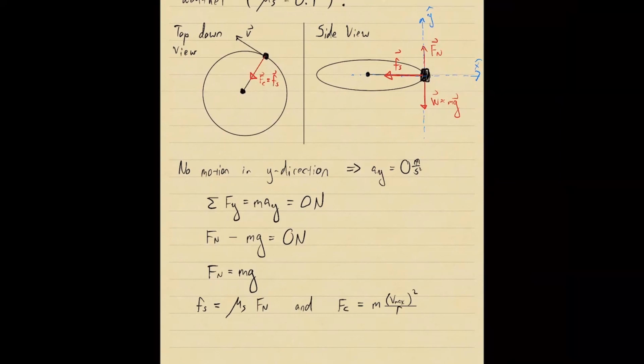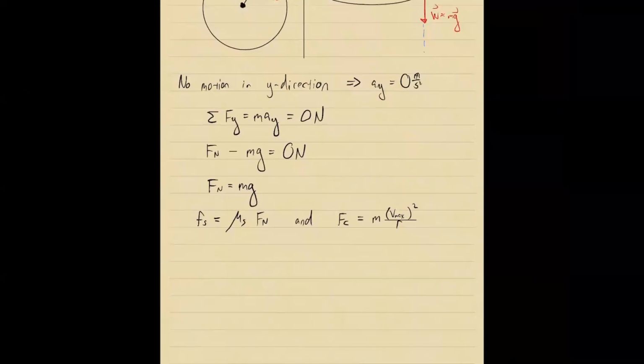So we're trying to find how fast this car can go under two different conditions, right? When the road is dry and when the road is icy. So in our case, the centripetal force is going to be given by the static frictional force pointing towards the center.